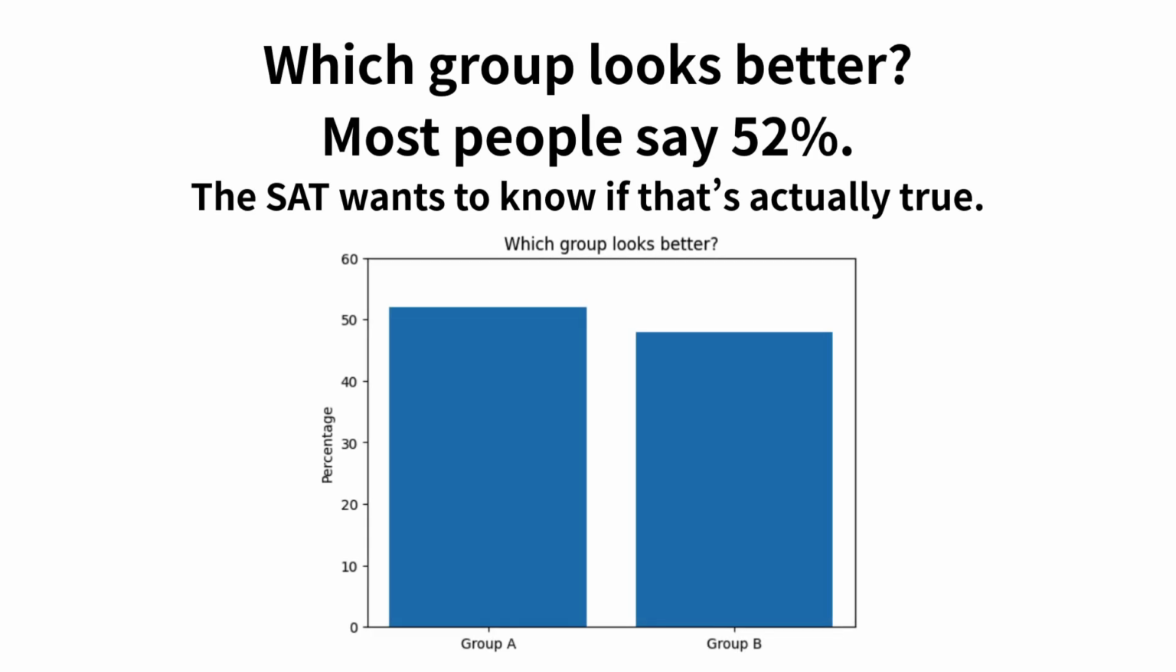Take a look at this bar chart. One group shows 52%. The other shows 48%. Most people glance at this and immediately say, 52% is better. And honestly, that reaction feels natural. But the SAT isn't testing your reflexes. It's testing whether you can slow down and notice when a conclusion is being made too quickly.